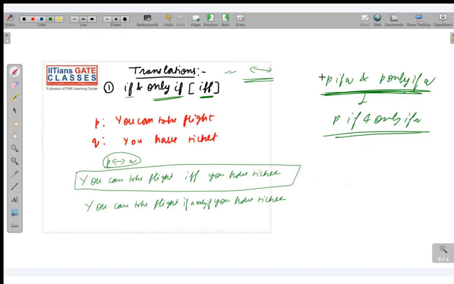So now change it. P if Q will be like this: Q implies P. And I have used AND. P only if Q, the direction was like this. Easy. So I have told you, Q implies P and P implies Q. Whenever both are true, that is nothing but P double implication to Q. So I have got it like this. So this is the proof of why if and only if is double implication.